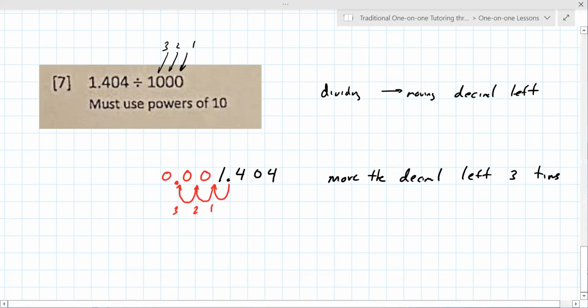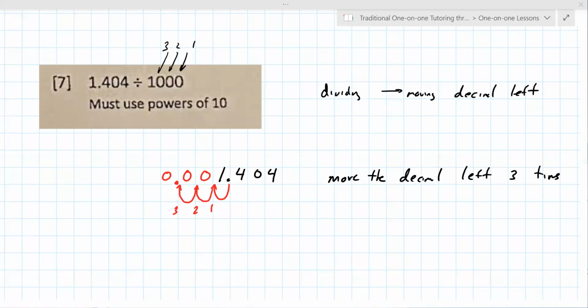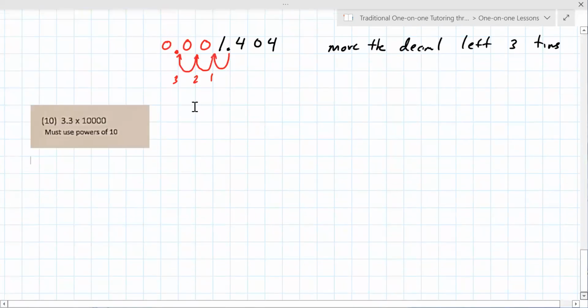So then it's kind of like number 10, but the decimals move right. Exactly. So when you multiply, you move the decimal to the right. And we'll do that one next. So what you have to convince yourself of is how you're going to remember which direction to move it and why.